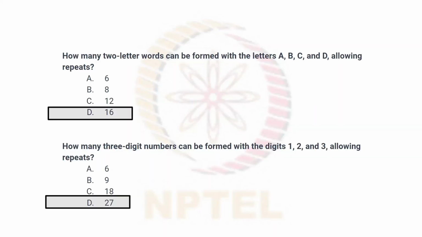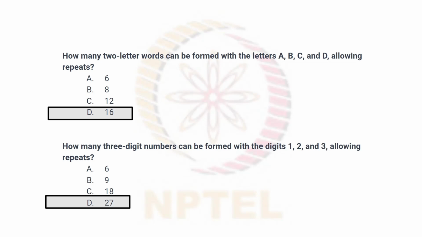Yeah, as I explained previously, we again have 3 spaces to fill to form a 3-digit number. The first place could be filled by either 1, 2 or 3, so we have 3 ways to fill the first one. Similarly, for the second one we have 3 ways, and in the third digit we also have 3 ways to fill.